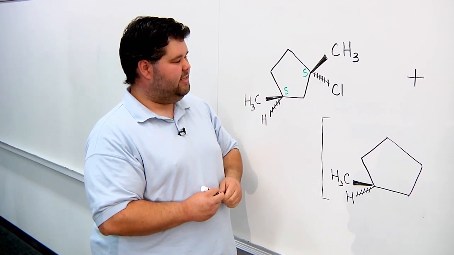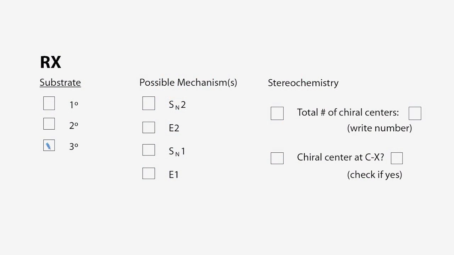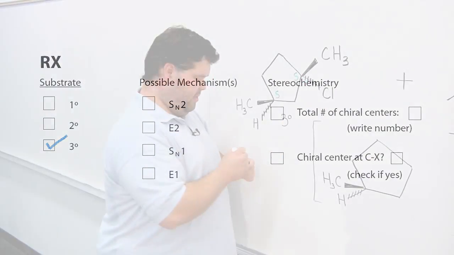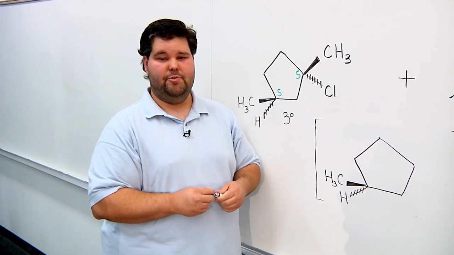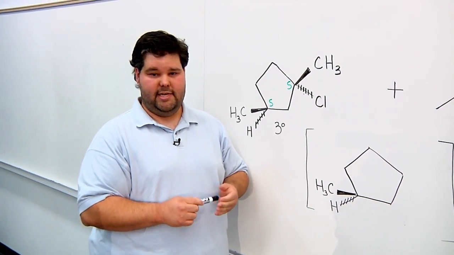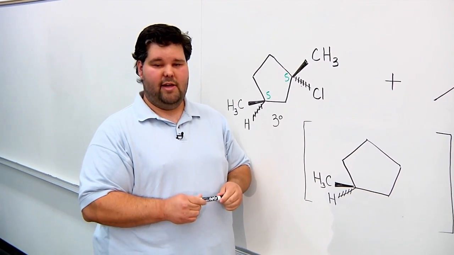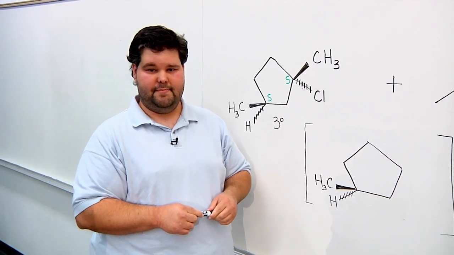Also notice that this is a tertiary alkyl halide, so we'll mark that off on our sheet. We know that tertiary alkyl halides can undergo only three kinds of reactions: SN1, E1, and E2 reactions. That will be dependent upon what kind of nucleophile or base is participating in this reaction.